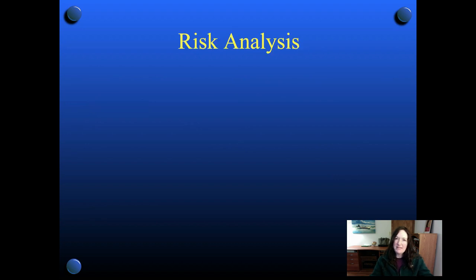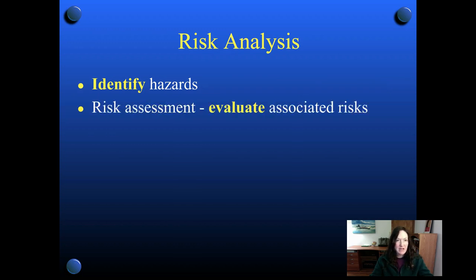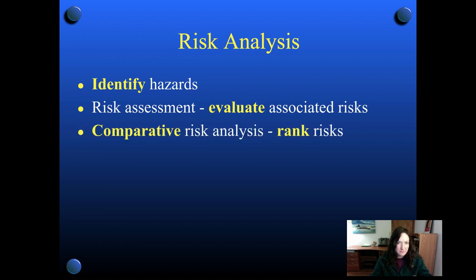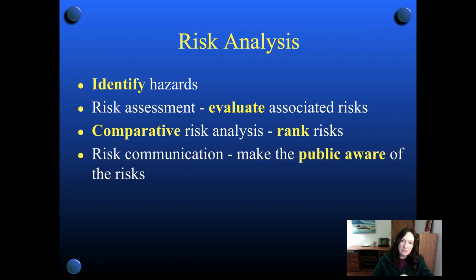All right, let's talk about risk analysis. So getting back to that risk management, risk assessment area. Again, you need to start by identifying a hazard. That generally happens on its own. But the risk assessment is just evaluating the associated risk with a certain hazard. You can do a comparative risk analysis where you're ranking the risk, like what is more of a risk, the risk to the economy or the risk to public health. Then there's risk communication, making the public aware of the risks and the relative harm that can come from each.